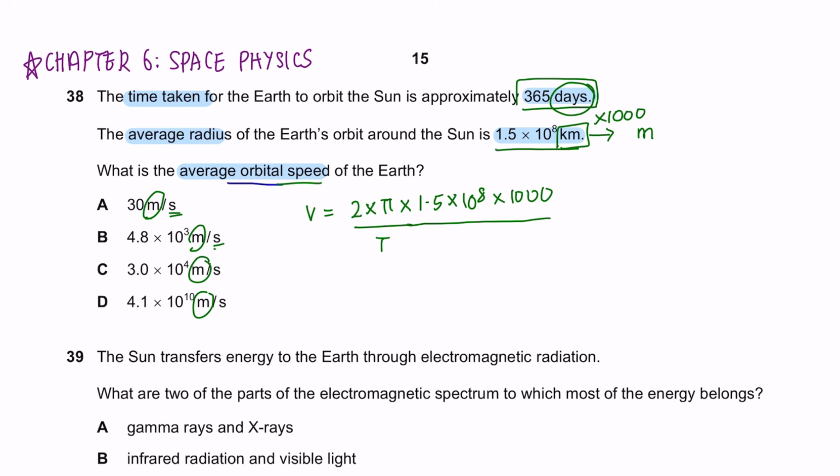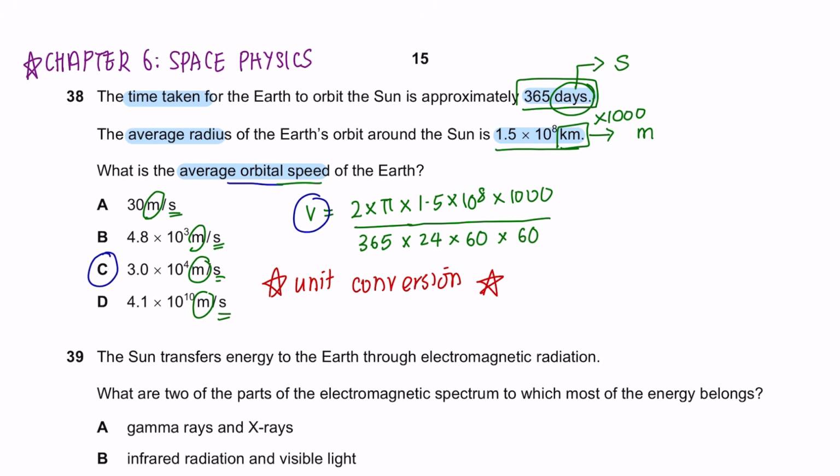Over the time taken, which is also already given, which is 365 days. Your answer must be in meters per second, so the time here in days will be changed into seconds. So 365 days times 24 hours in 1 day, times 60 minutes in 1 hour, and 60 seconds in 1 minute. You can put all this value in your calculator and you will get 3 times 10 to the power of 4 meters per second. It's very common for calculation questions in physics to revolve around unit conversion. So make sure you know the SI unit for all the quantities.